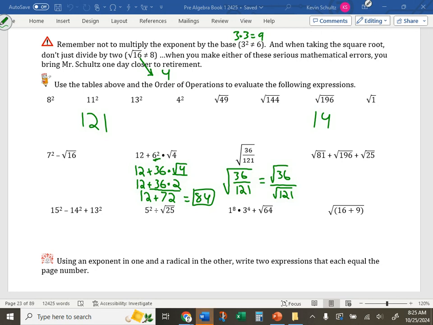Because if you're thinking, man, the root of a fraction, the root of 36 over 121, what times itself is 36 over 121? If you break it up into the numerator and the denominator separately, what's the root of 36?